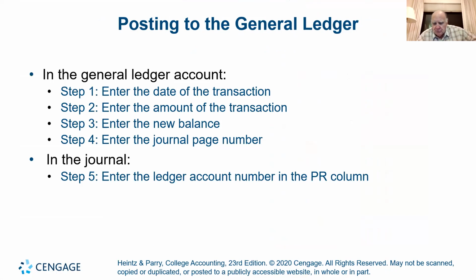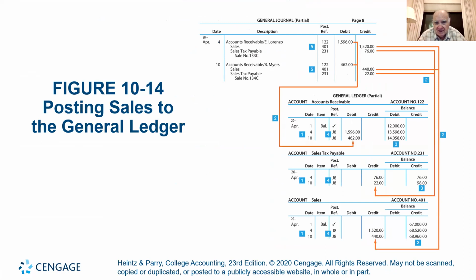So now what we're going to do is post those transactions to the general ledger. And we know how to post to the general ledger. We enter the date, the amount, maybe a reference. So let's see what we have here. Here is our general ledger, partial, of course. Here is accounts receivable. That's our general ledger account number 122. So the balance at the beginning of the month was $12,000.